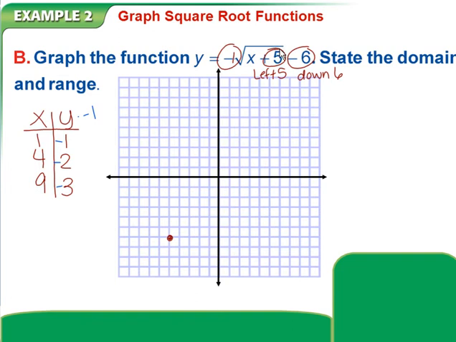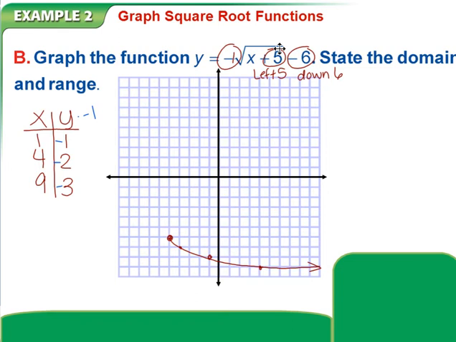So this time we're going to go over 1, down 1. Over 4, down 2. Over 9, down 3. So we have reflected the function because we have a negative out in front.